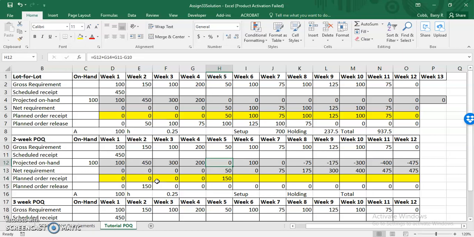And you notice what happens, we end up carrying 100 units over to week 6 so that we don't have a net requirement there. So that would be 0. We get to week 7, we have a positive net requirement. So we order 1 net requirement plus an additional gross requirement. That's 2 weeks, and that satisfies our needs for week 7 and week 8. In week 9, we have a net requirement of 125. We're using a 2-week rule, so we order the current net requirement plus one additional gross requirement.